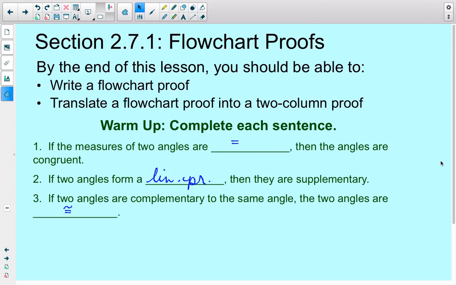We just proved that theorem the other day in lesson 2.6.2. So these were three definitions slash theorems that you will be using in proofs from here on out.